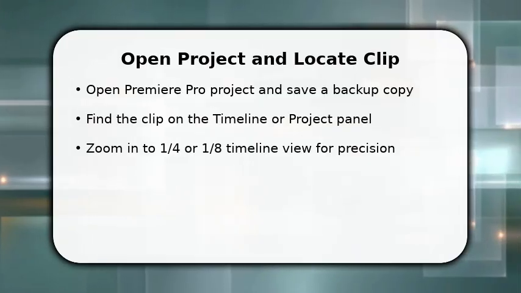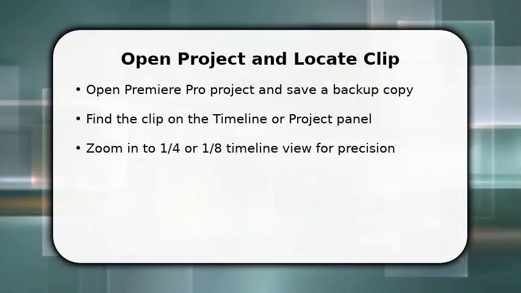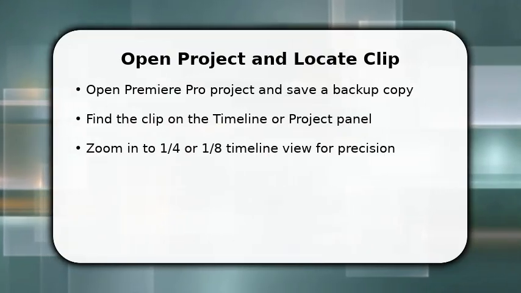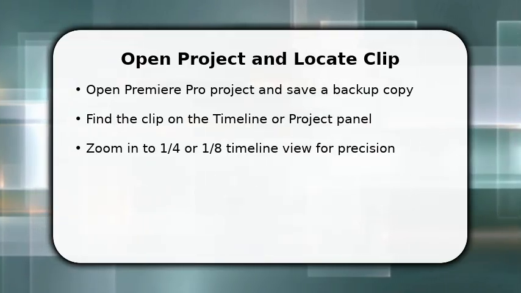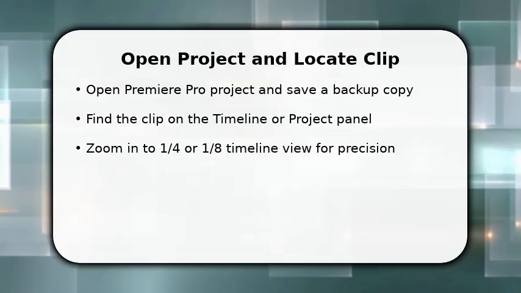You already have Premiere open and a saved backup. Now start. First, load the sequence and identify the clip whose audio you want gone. Once located, make sure the selection tool is active and zoom the timeline for frame-accurate control. You're doing this so you avoid removing the wrong segment.